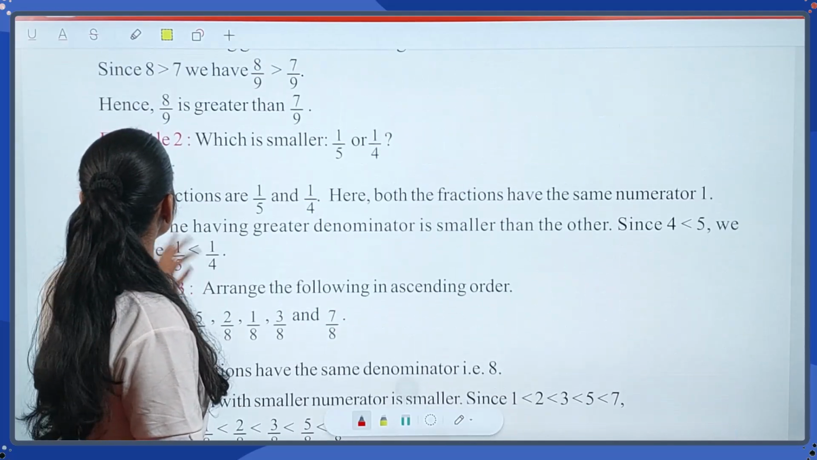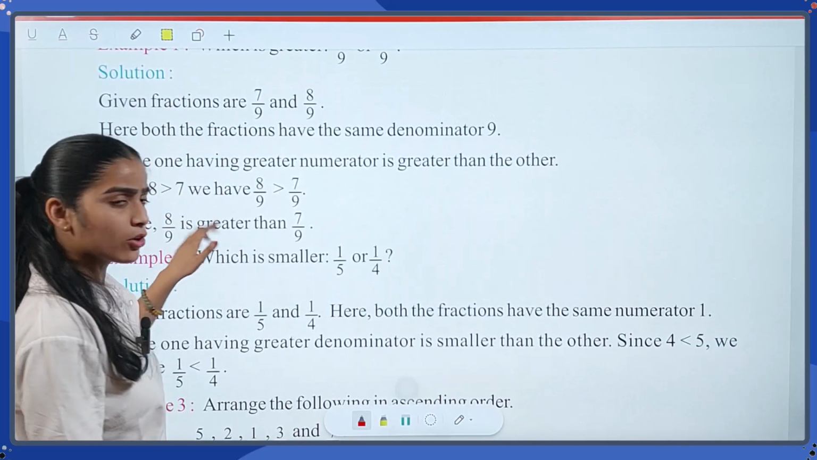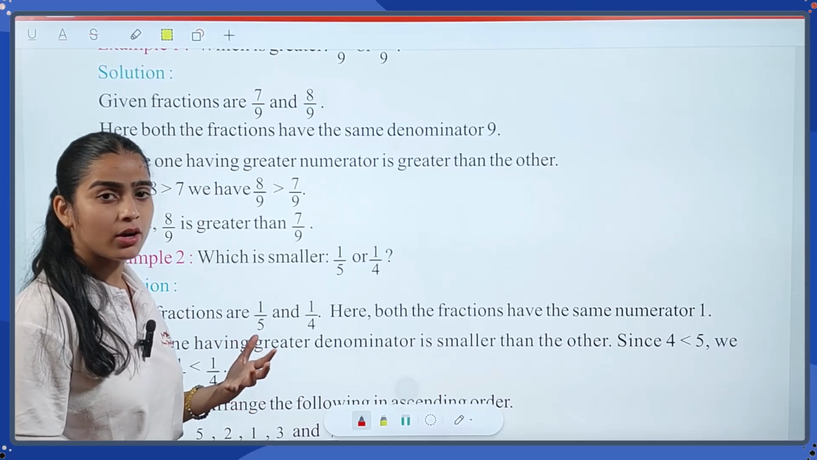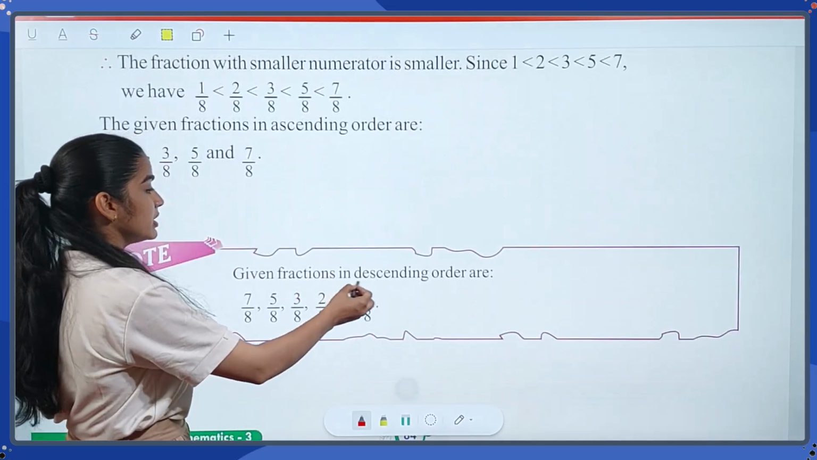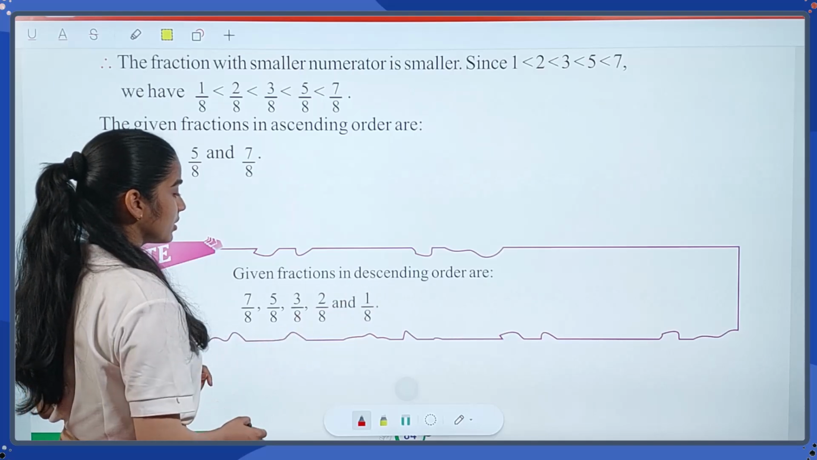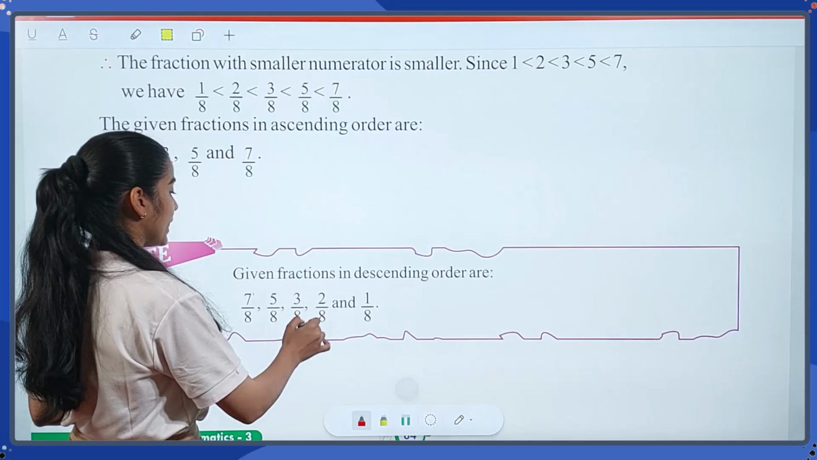Now we move forward to the next topic. So now we have to arrange these numbers in ascending and descending order. So we learned how we can compare, how we can select. So this is easy for us. Given fractions in descending order. So how can we arrange them in descending order? 7 by 8 is bigger than 5 by 8, then 3 by 8, 2 by 8, and 1 by 8.